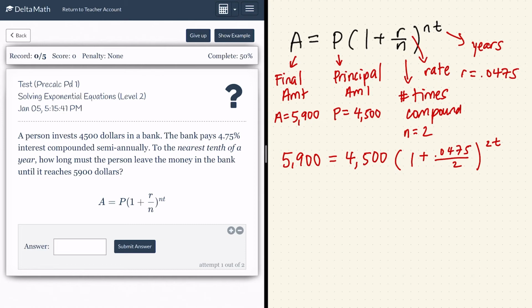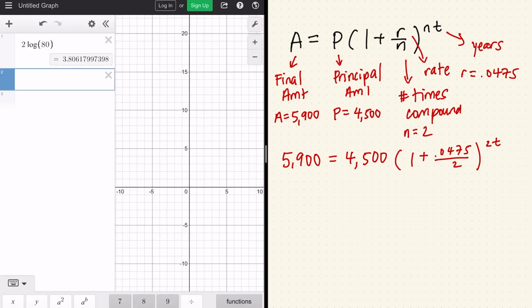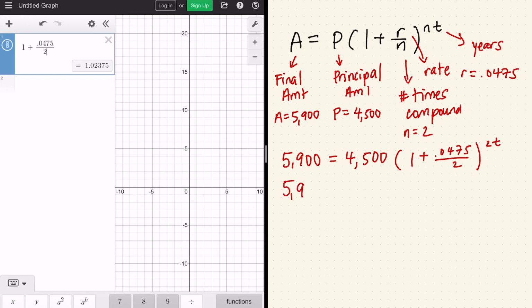Now, if you have a graphing calculator, you can store this particular number. So there's two approaches to it. You can either store it into your calculator, or you can keep it whole. Sorry, something's wrong with my iPad. 0.0475 divided by 2. It'll be 1.02375. If your number has a repeating decimal, I would highly suggest that you keep it as a fraction. But this problem is not too bad. We're going to copy that down as 1.02375 raised to the power of 2t.